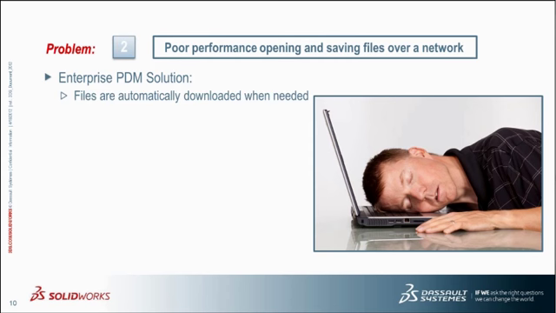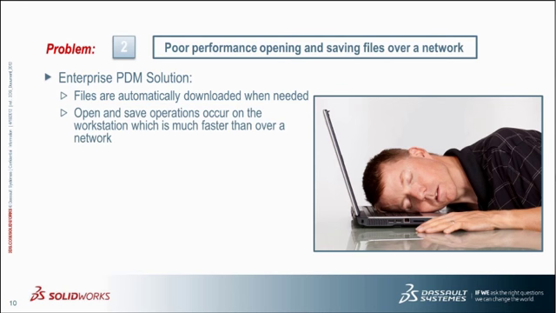Files are automatically downloaded when needed. The system knows if a user has the files they need and will automatically pull them from the server. The user can still see the files that aren't locally cached and can quickly see all the file attribute information. Only files that are out of date or not cached are downloaded, keeping network traffic to an absolute minimum. Open and save operations occur at the workstation level, which is much faster than over a network.